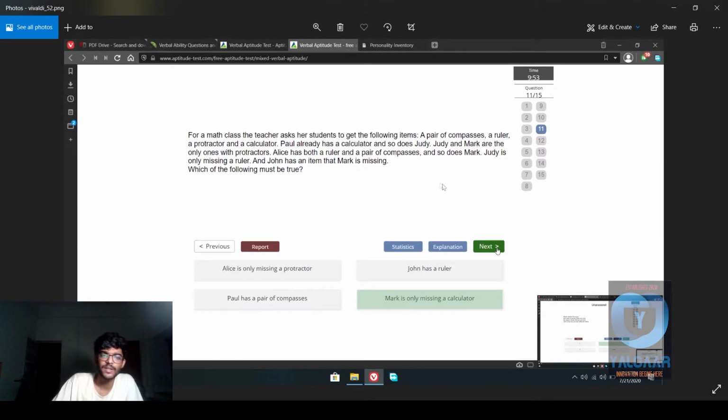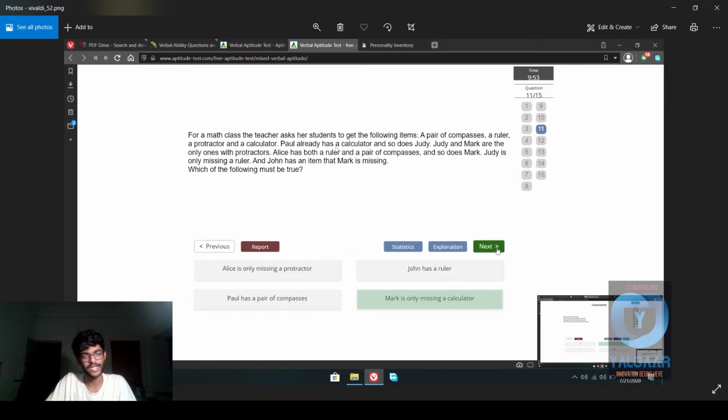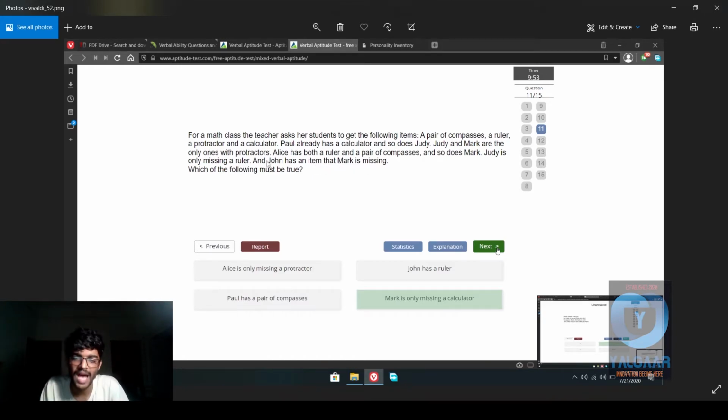For a math class, the teacher asks her students to get the following items: a pair of compasses, a ruler, a protractor, and a calculator. Paul already has a calculator, and so does Judy. Judy and Mark are the ones with protractors, only ones. Alice has both a ruler and a pair of compasses, and so does Mark. Judy is only missing a ruler, and John has an item that Mark is missing. So John has Mark's object.